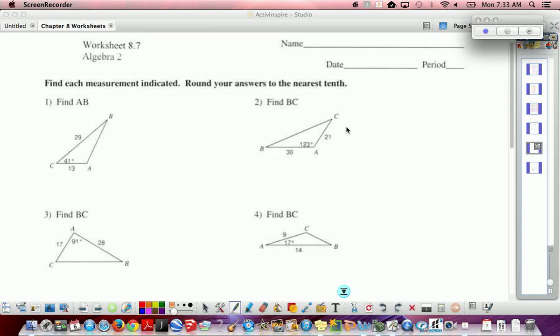At worksheet 8.7, which will deal with the law of cosines when doing all of these problems here today.